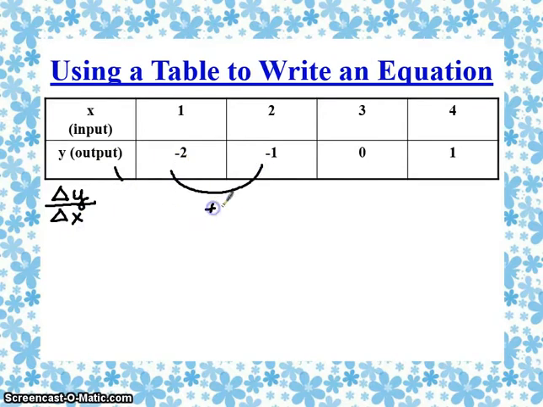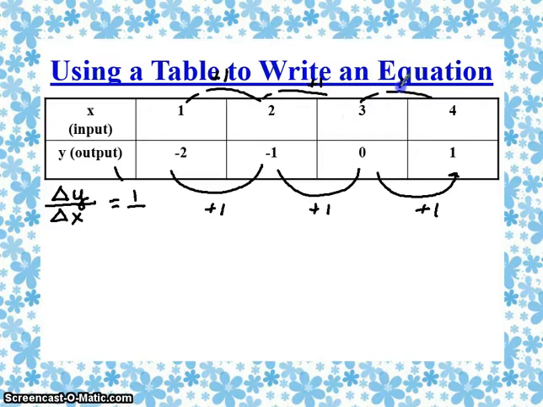Now look at the way the outputs are changing. Here it goes up by 1, up by 1, up by 1. So the outputs are changing by 1 when the inputs increase by 1. Since the inputs are changing by 1 too, we're going to put 1 on the bottom, and 1 divided by 1 is 1. This constant will then become the coefficient of x. So we'll write y equals, which is our standard way of writing an equation from a table, y equals 1x.